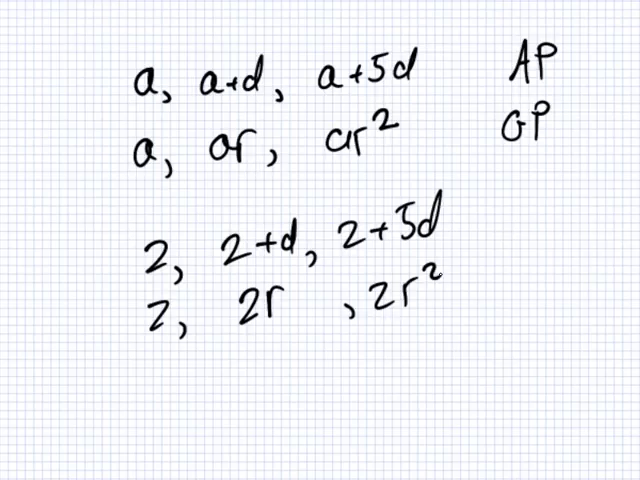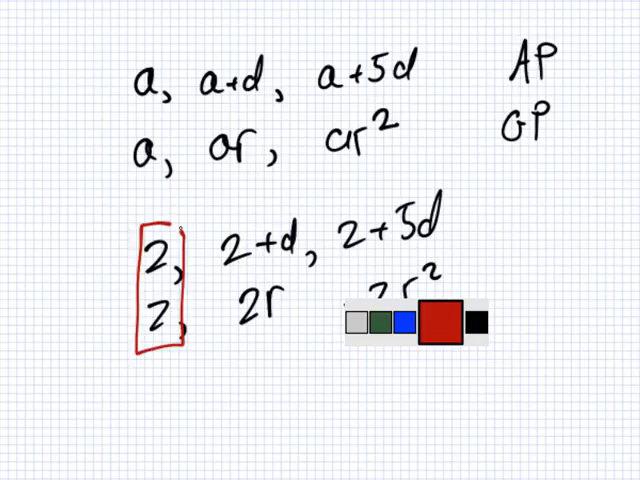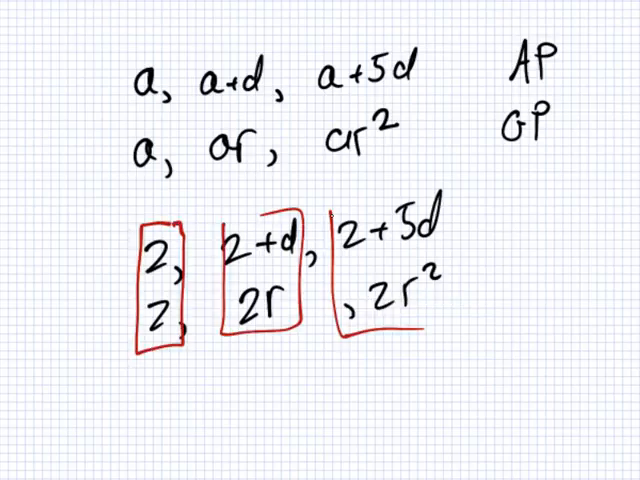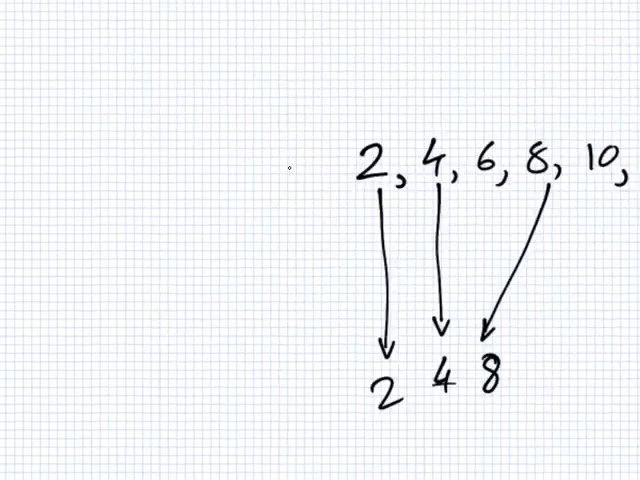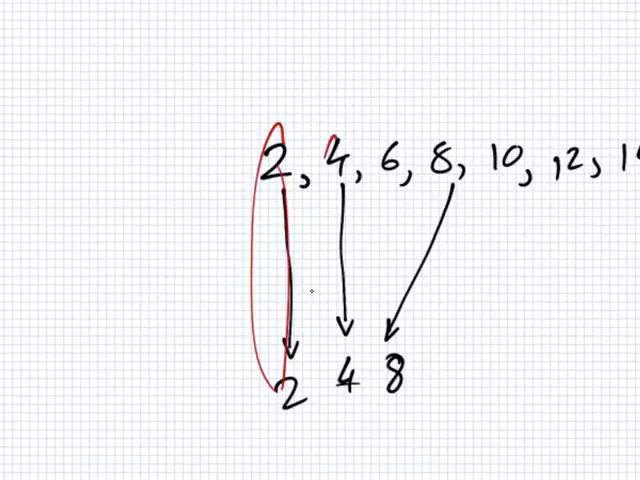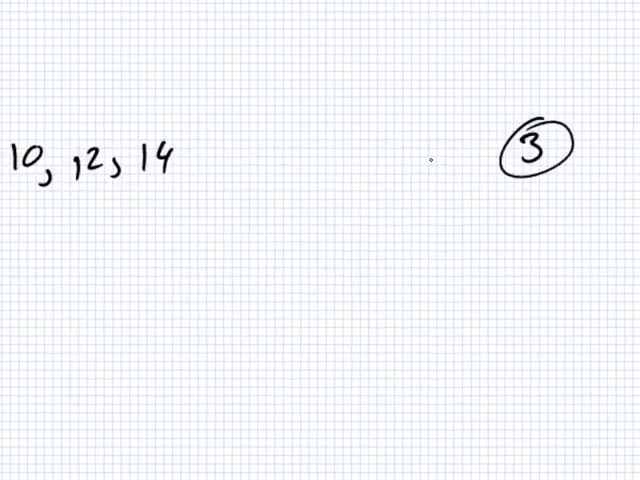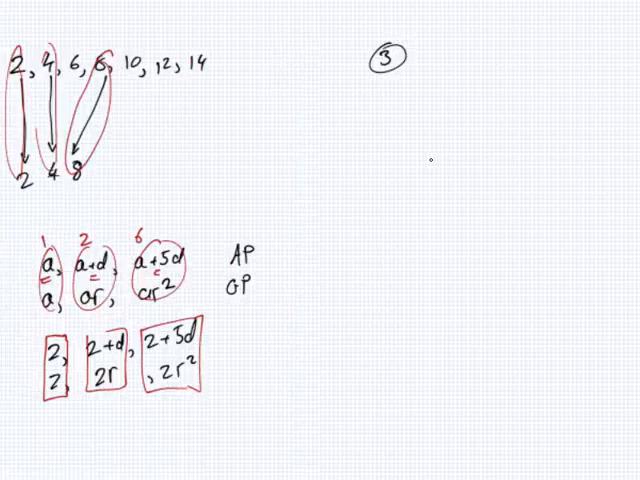So watch carefully. These are equal. Well, obviously these are equal. These are equal and these are equal because the first, the second, and the sixth terms of an arithmetic are equal to a geometric. So these are equal terms. Just like in my example here, these are equal, and these are equal. They're equal terms. Okay.